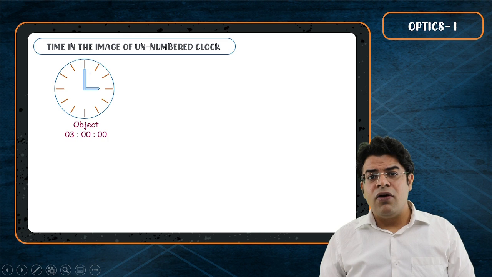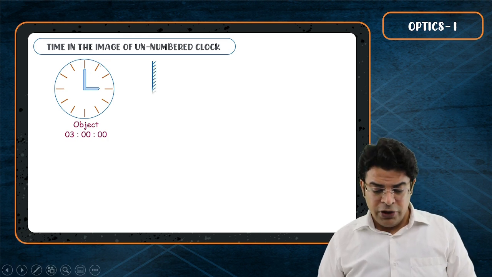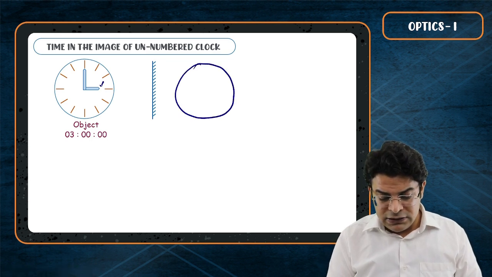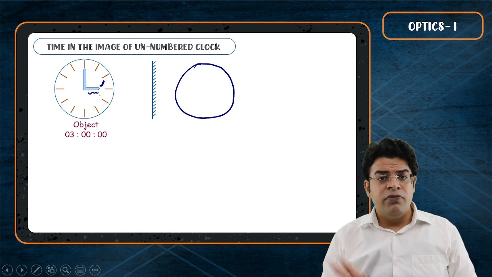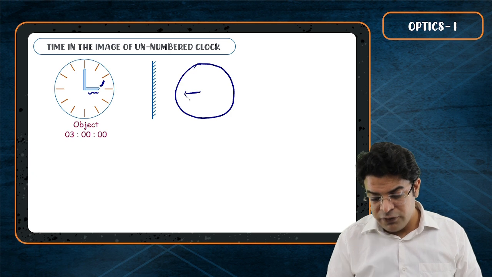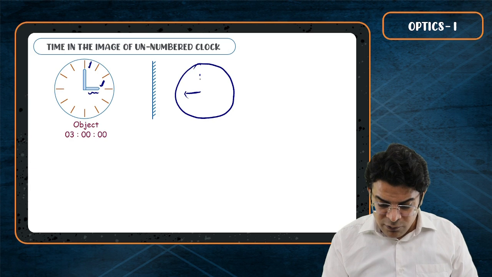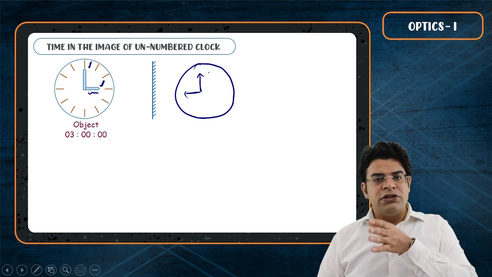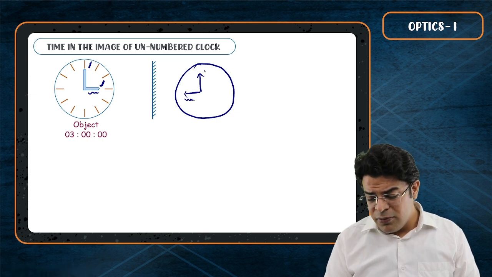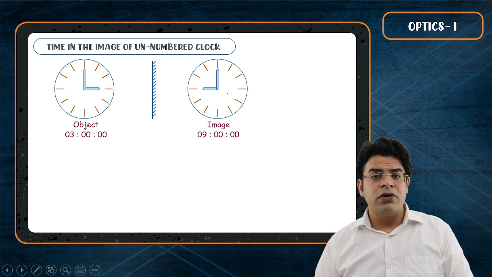Now if we think of the image of this particular clock in a mirror, then the image will look something like this. We know that this hour hand will be flipped, so this will point now towards left, and the minute hand, which is pointing upward, will still point upward. So if I ask you what is the time on this clock, you will say that the hour hand points at 9 and the minute hand points at 12. So the time on this clock has to be nothing but 9 o'clock.